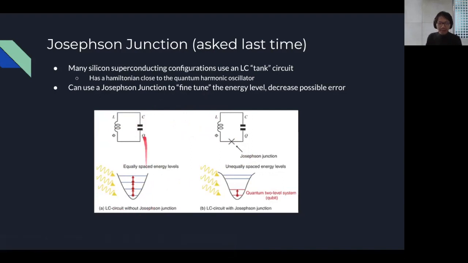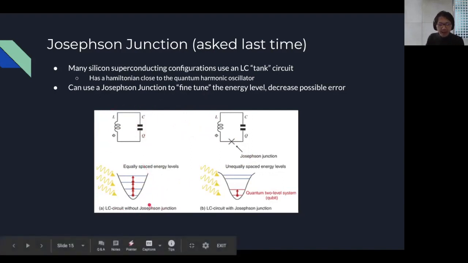Notice how in the original tank circuit, our oscillator's energy levels are evenly spaced. But if I put in a Josephson junction, our two levels are still evenly spaced, but the upper levels are pushed away.